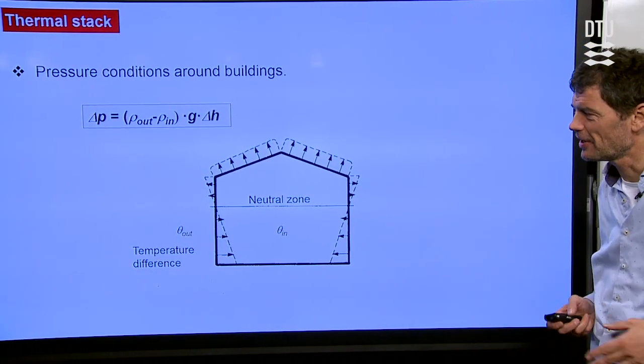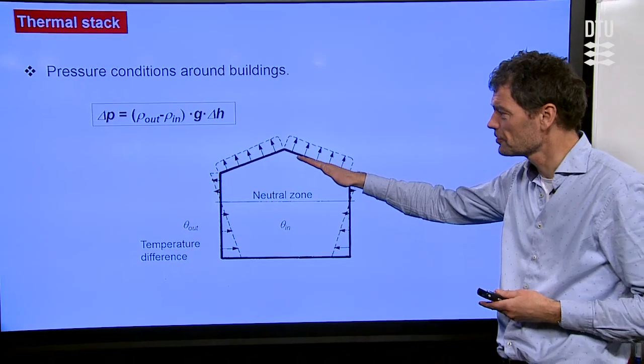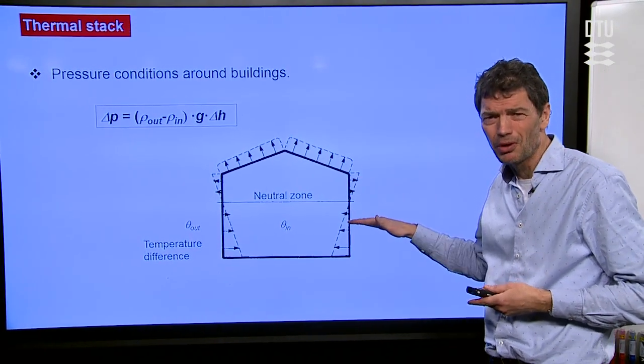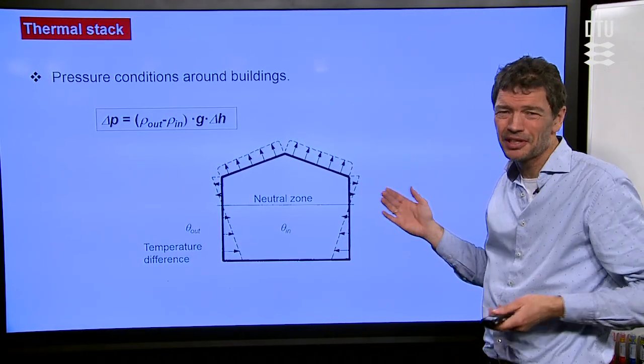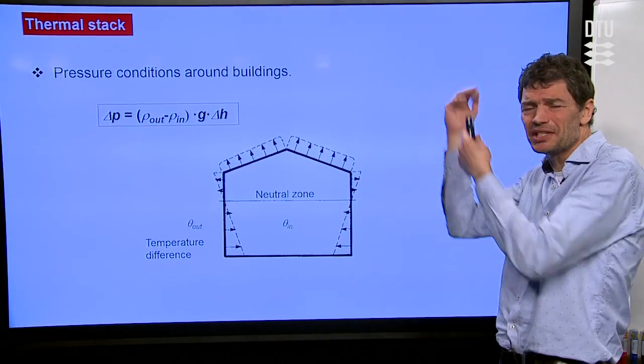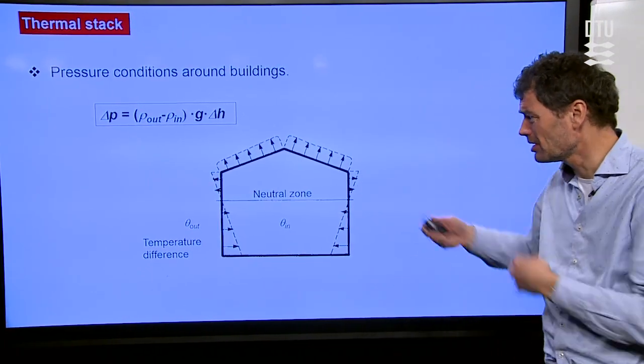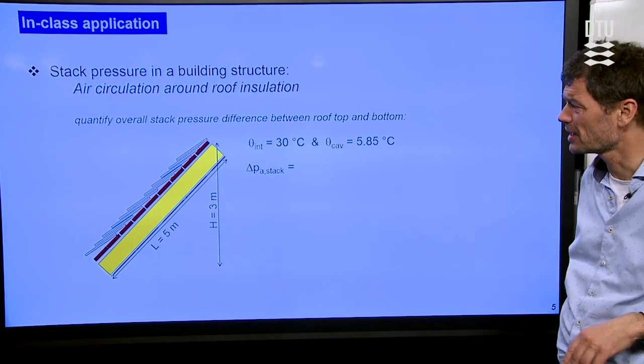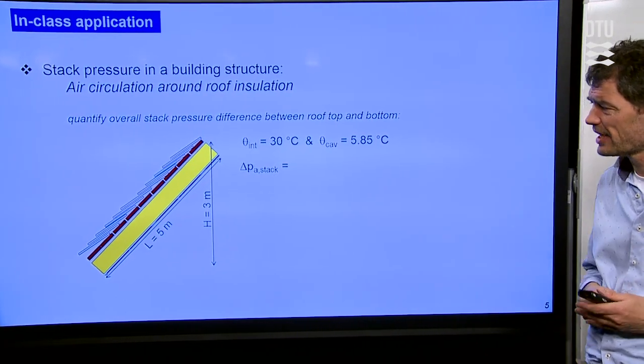Now, I should also show that if we have a roof, because before I talked only about walls, but roofs are on top of our buildings, so very often we see exfiltration of air because we are above the neutral plane for that. Finally, I'll complete with a small example.